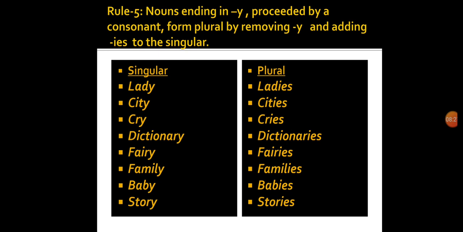Similarly, in other words: city, cities, cry, cries, dictionary, dictionaries, fairy, fairies, family, families, baby, babies, story, stories. So this is very simple: if the last letter is y and it is preceded by a consonant, we just have to remove y and add ies for its plural form.